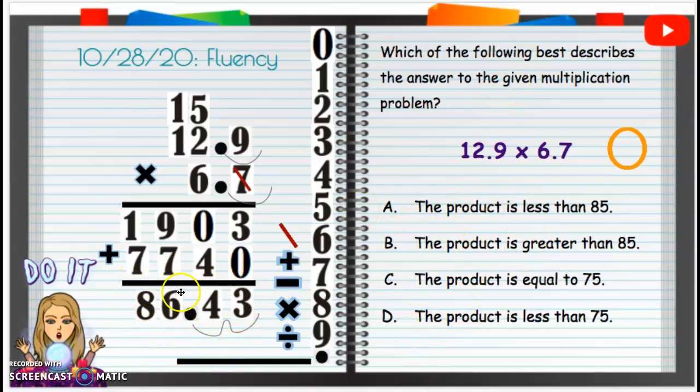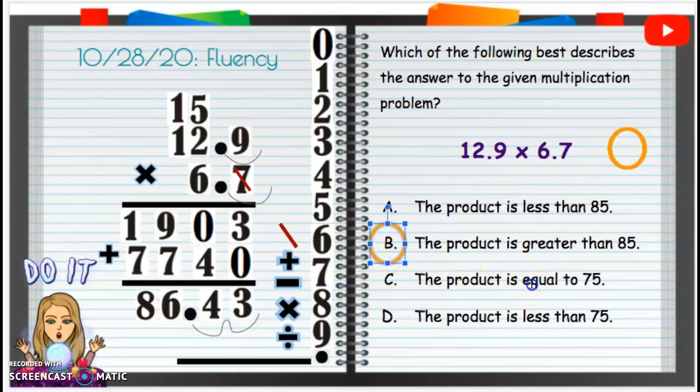All right, so which of these, A, B, C, or D, is going to represent that 86 and 43 hundredths? All right, so is the product less than 85? Well, this is 86. That's more than 85, so it's not A. Is the product greater than 85? Yes, it is going to be greater. It's bigger than 85, right? It's 86, but let's check the rest.